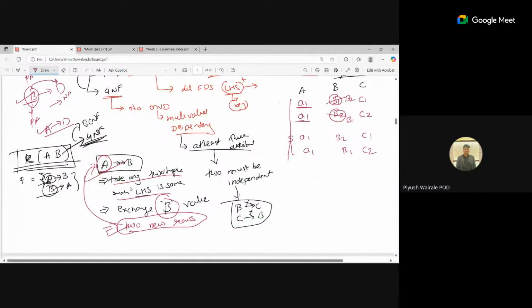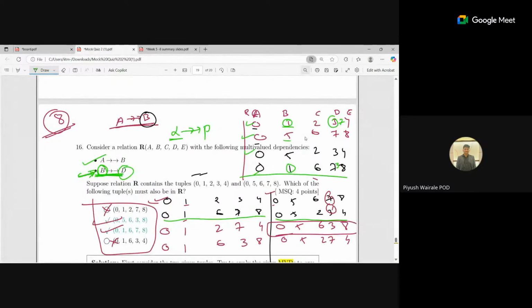Then after that, exchange the beta value here. The beta value for this particular combination is 3 and 7. So we'll exchange that and we will get 2 new rows, so that we have written it here. Now, we have one more value for B, so go for that value as well. Whenever these 2 rows have the same left hand side, again exchange the beta value and again we are going to get 2 new rows here. Like that.